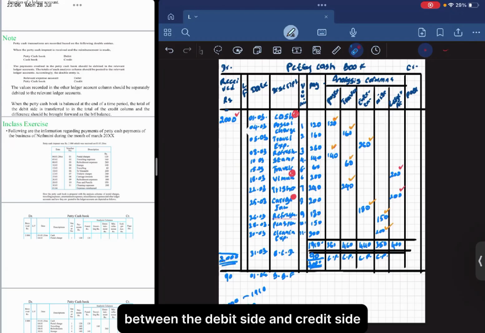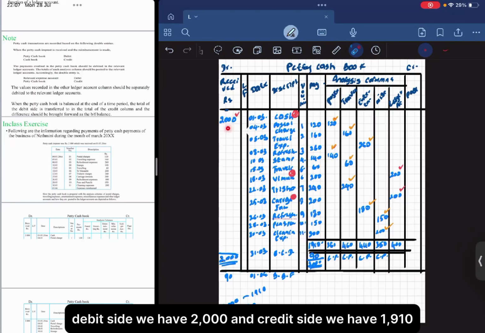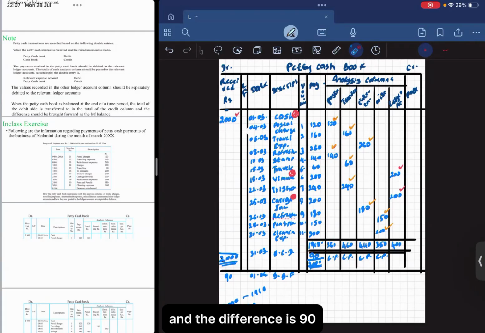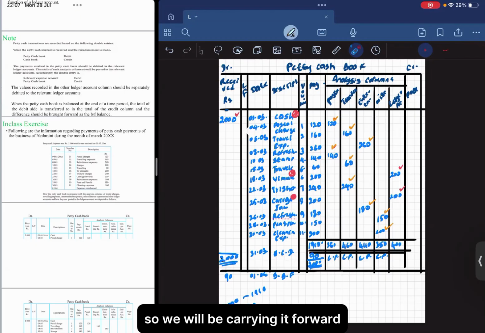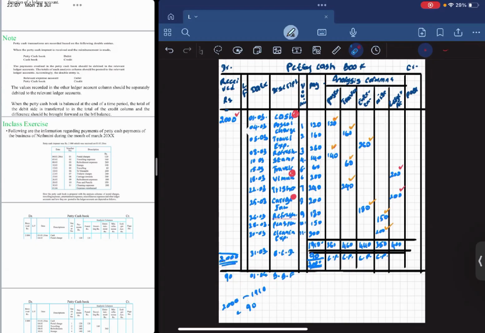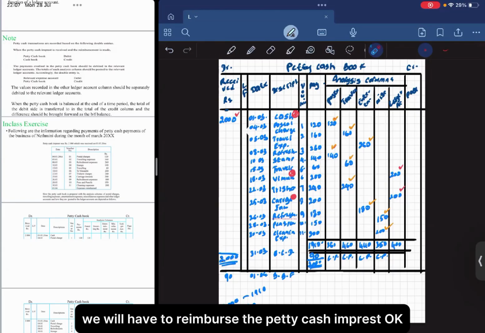So what is the difference between the debit side and credit side? Debit side we have 2000, and credit side we have 1910, and the difference is 90. That is how we derive this 90. So we will be carrying it forward, and balance brought forward is 90 on the 1st of April.